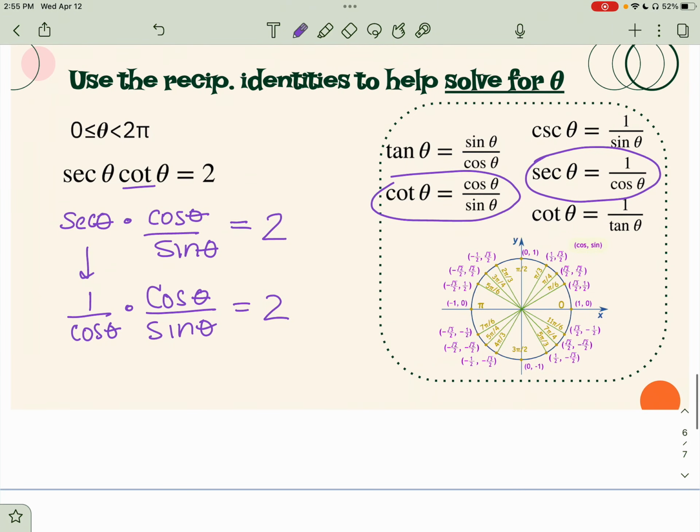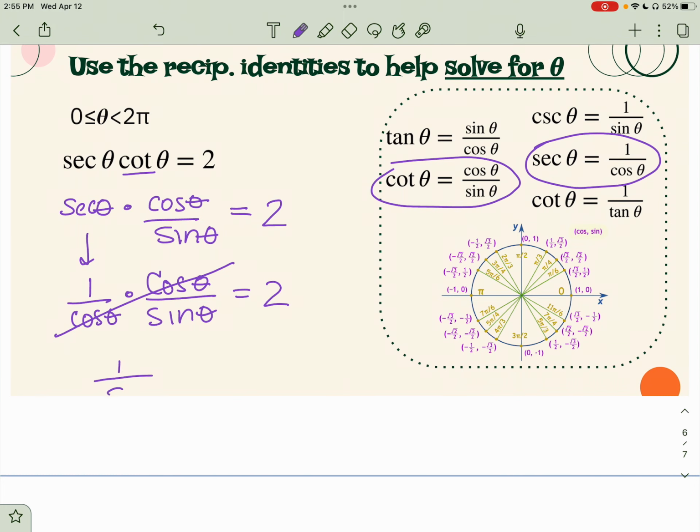Now I see things that can happen. So now I've got 1 over sine theta equals 2. You guys might see a couple things here. 1 over sine theta, I can make one more substitution, right? 1 over sine theta is the same as cosecant theta, so where does cosecant theta equal 2? I feel like I'm going back and forth now, because cosecant theta equals 2 in the same place that sine theta equals 1/2.